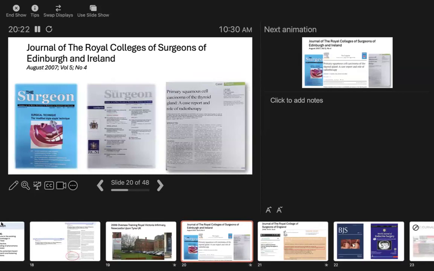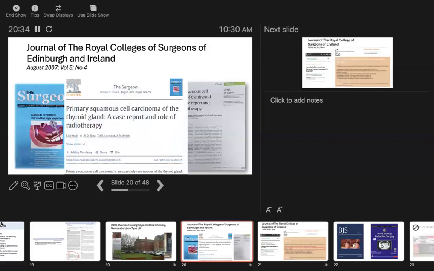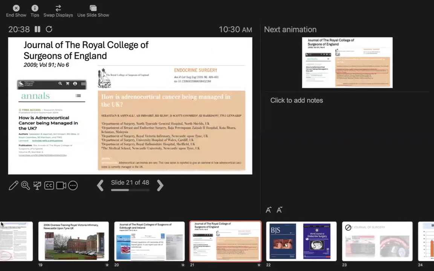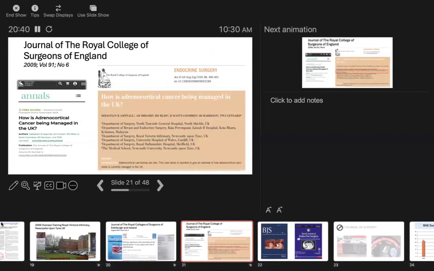When I was there, even though it was just a case report on primary squamous cell carcinoma of the thyroid gland, the disease is extremely rare in the UK. So luckily, it was accepted for publication in the journal. And during that time as well, we collaborated with all the centers.